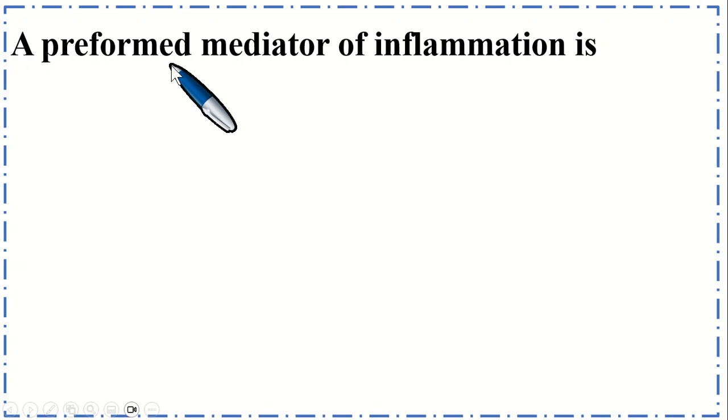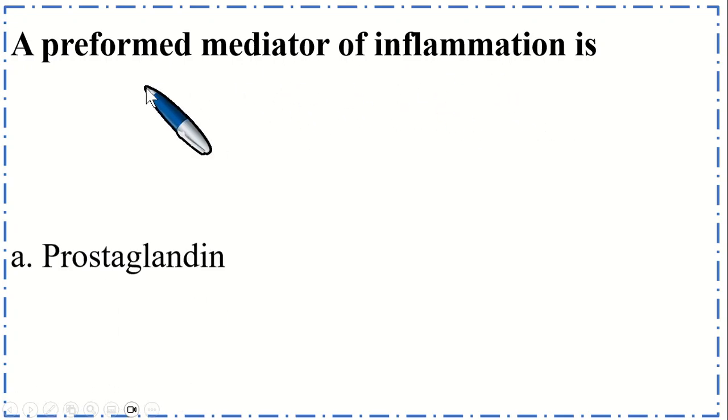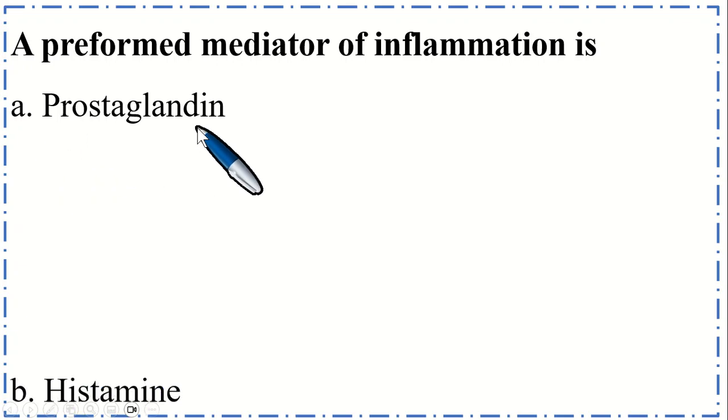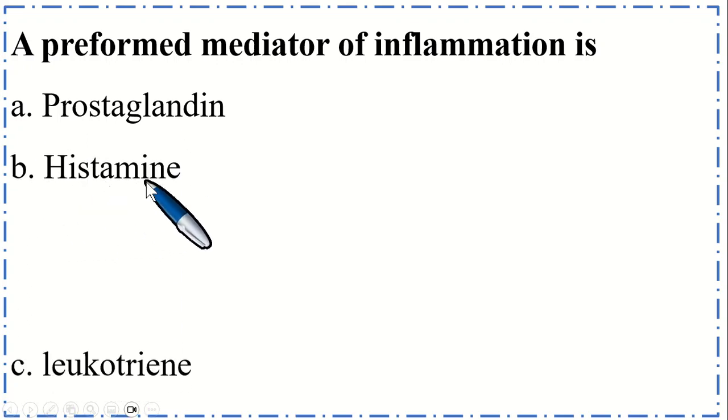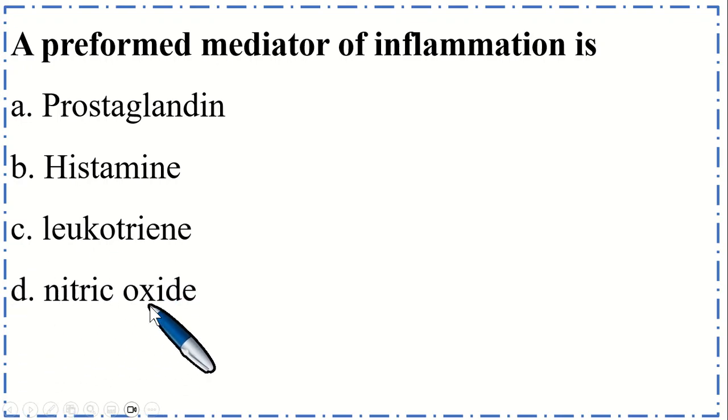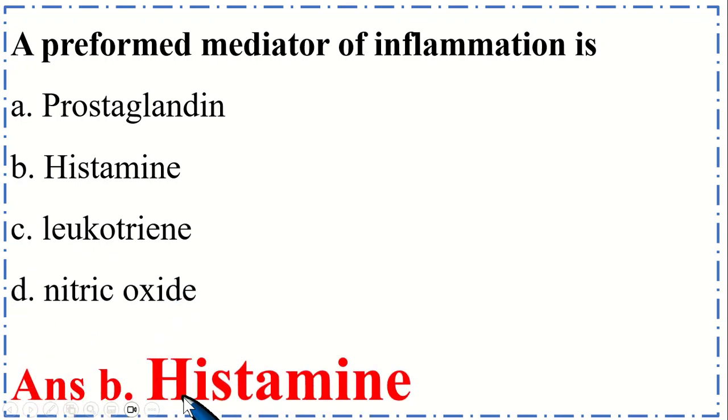A preformed mediator of inflammation is option A prostaglandin, B histamine, C leukotriene, and option D nitric oxide. So the correct option is B histamine.